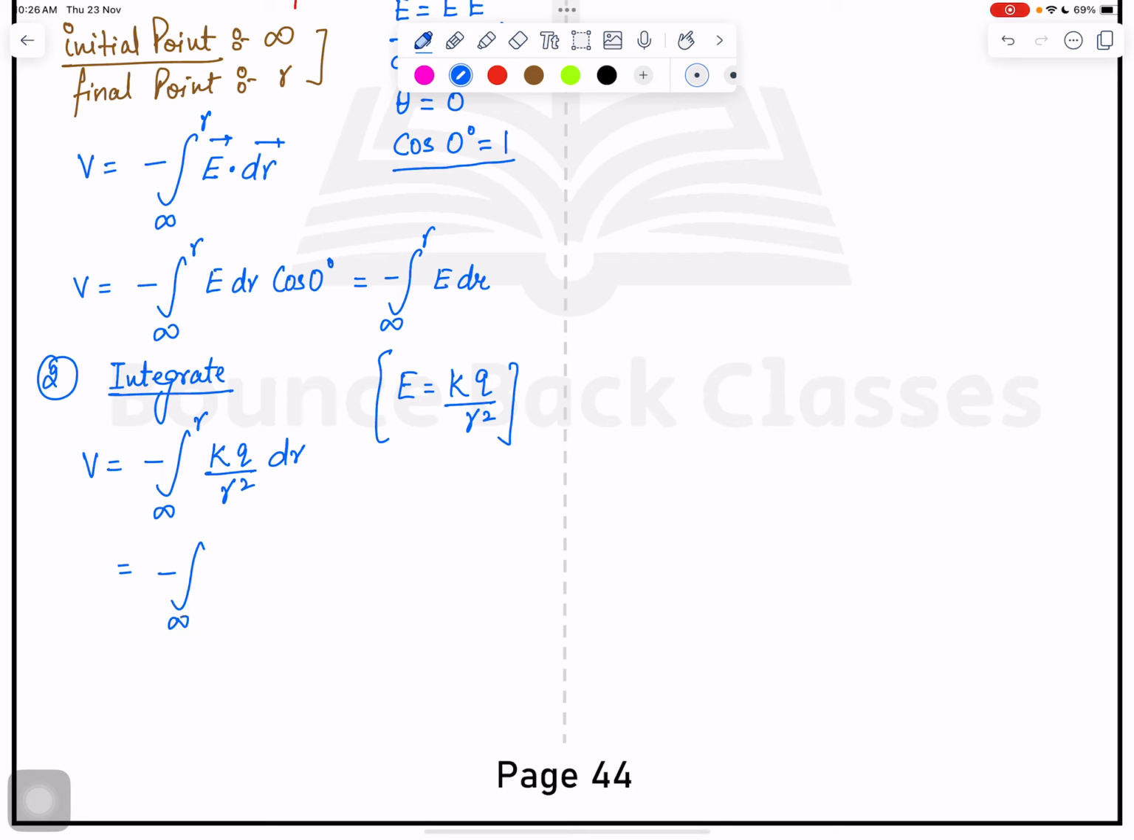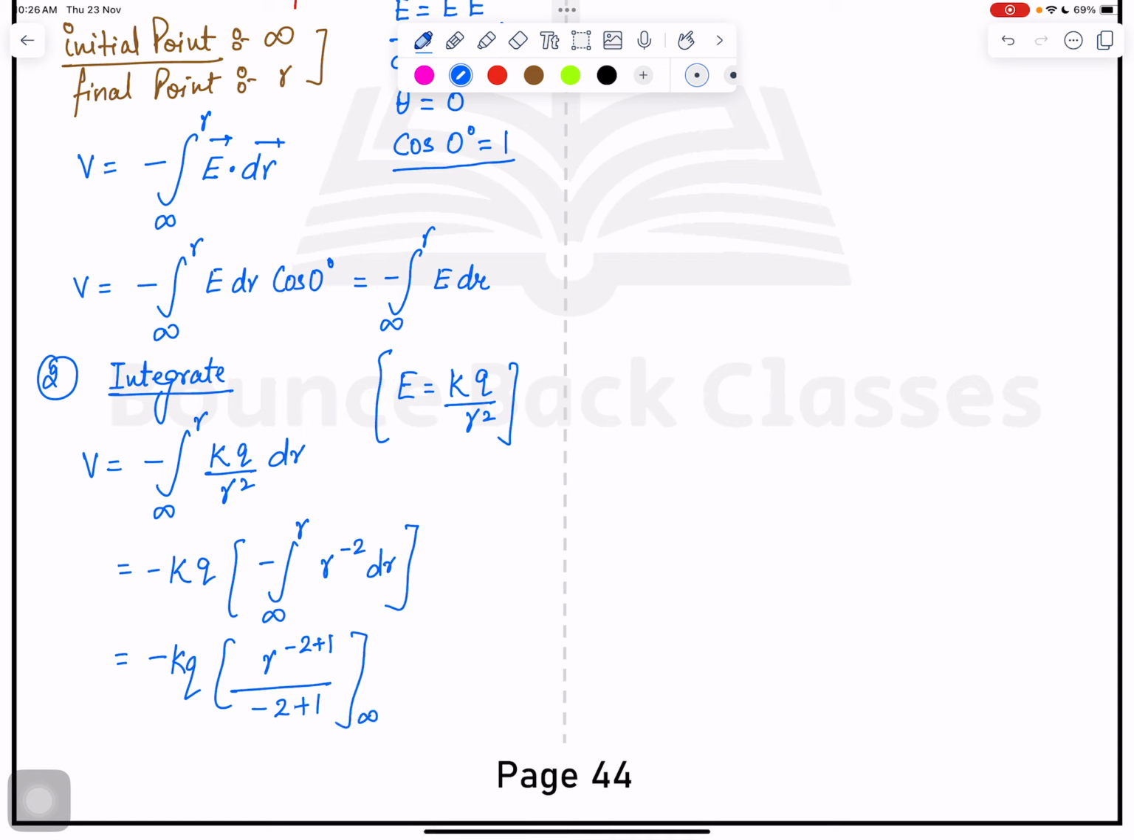Negative integration from infinity to r. So take the values k and q outside, that is better. First take out the common values k and q outside the bracket. Integration from infinity to r, take r square up: r raised to power negative 2 dr. Clear? Okay, minus kq, solve this. So you will get r raised to power negative 2 plus 1 over negative 2 plus 1, and the limits are infinity to r. Fine? Okay, there is an extra sign, remove this. Okay, now the next part.